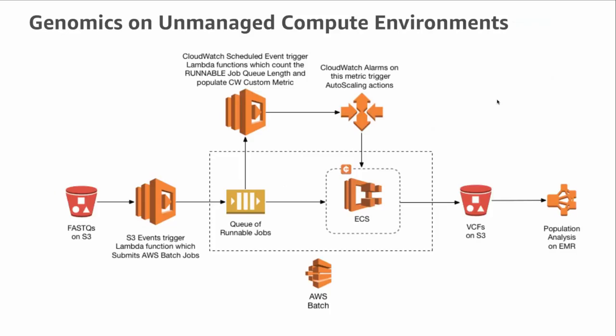You can also do this with an unmanaged compute environment, right? So in this case, what this is showing is spinning up your own compute environment and then associating it with AWS Batch and setting up your own custom automatic scaling to scale up and down the resources depending on, in this case, how many runnable jobs are in the queue. And so we have maybe a Lambda function that's polling for that information, then feeding that into a custom CloudWatch metric. And then we set up alarms around that custom CloudWatch metric to automatically scale up and down the ECS environment in the unmanaged compute environment.